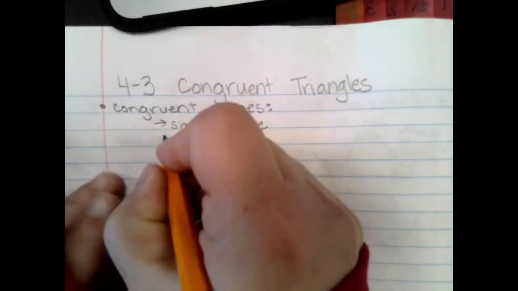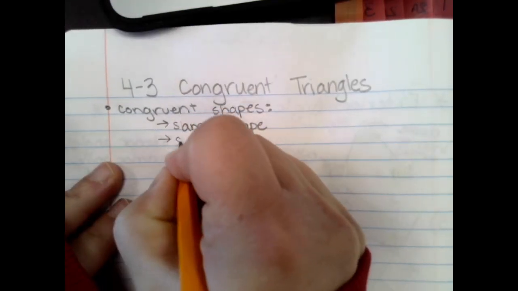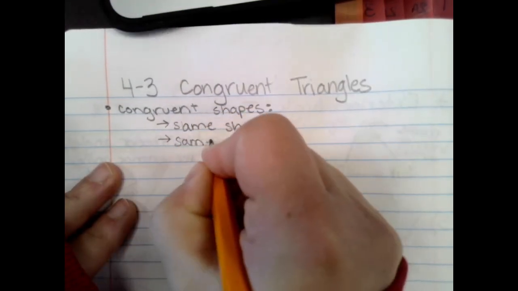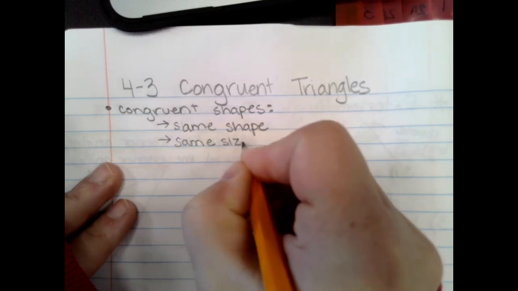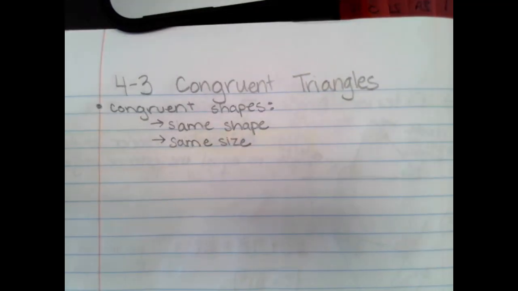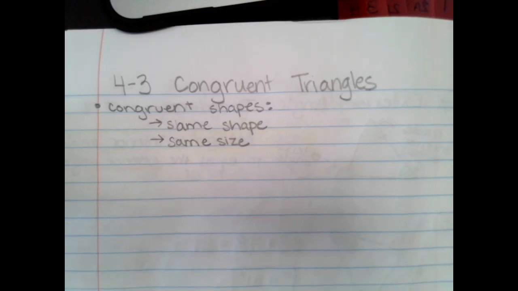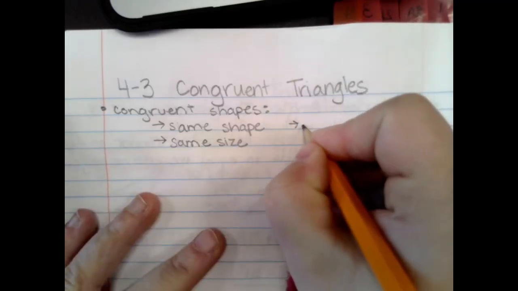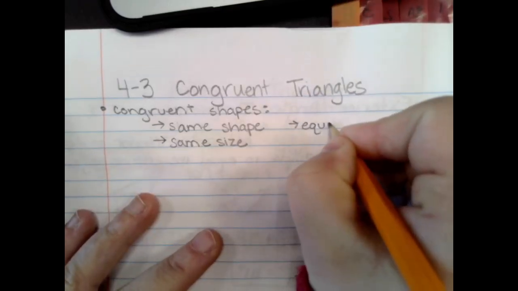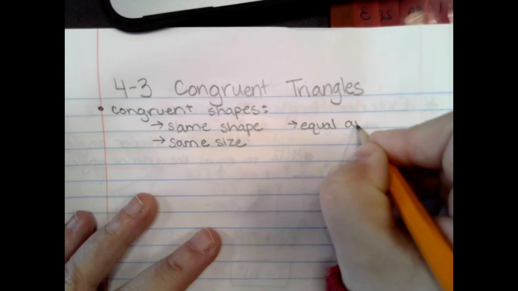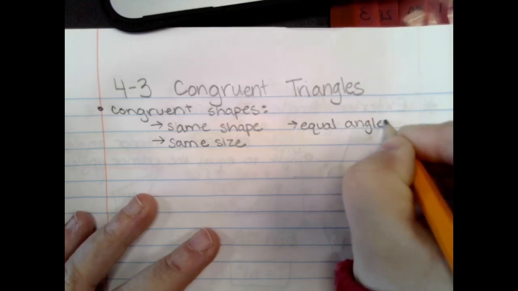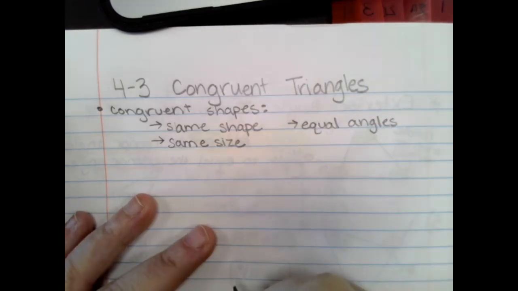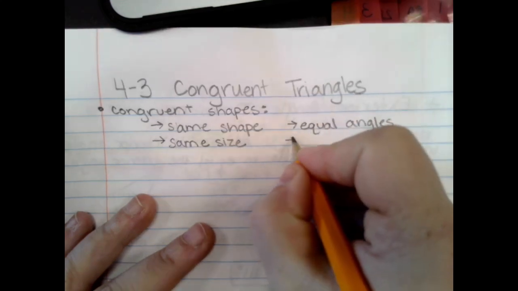And then that means that they're also the same size. In order for them to be the same size, there needs to be equal angles. So all the angles need to be matched with another angle from the other shape. And there needs to be equal side lengths.